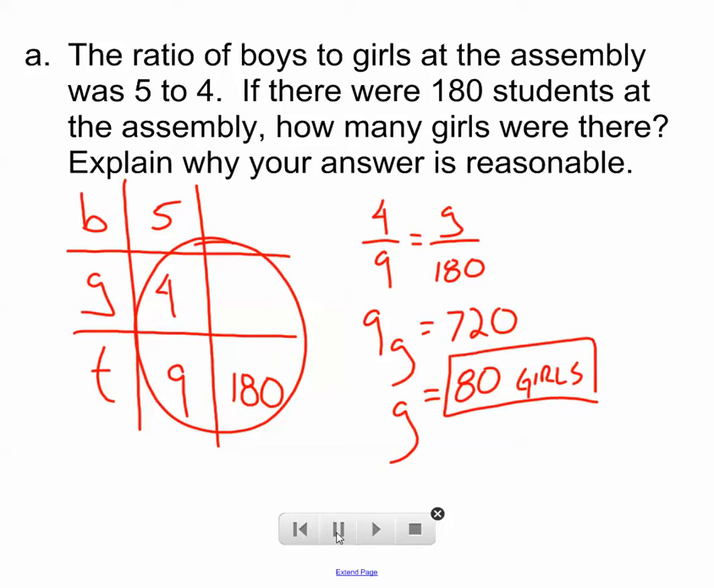Okay, now explain why my answer is reasonable. Well, number one, there's less girls than total students. Number two, girls are a little bit less than half of all the students, right? 4 out of 9. 80 is a little bit less than half of 180. So if we figured out how many boys, well, how many boys are there? 100, because 100 plus 80 is 180. Okay, so 5 to 4 is 100 to 80. So it's reasonable for a couple of reasons, okay? Number one, the number of girls should be less than the total number of students, and it should also be a little bit less than half.